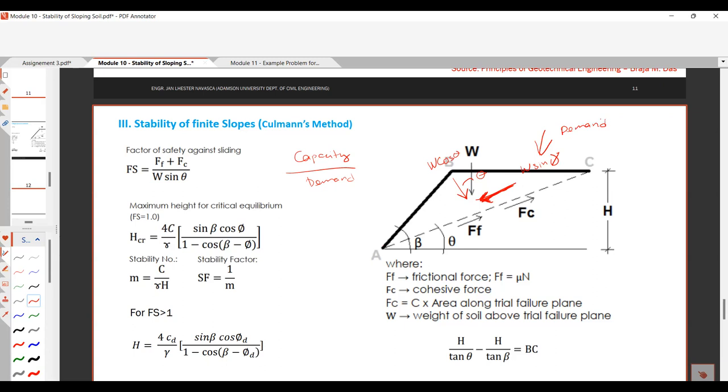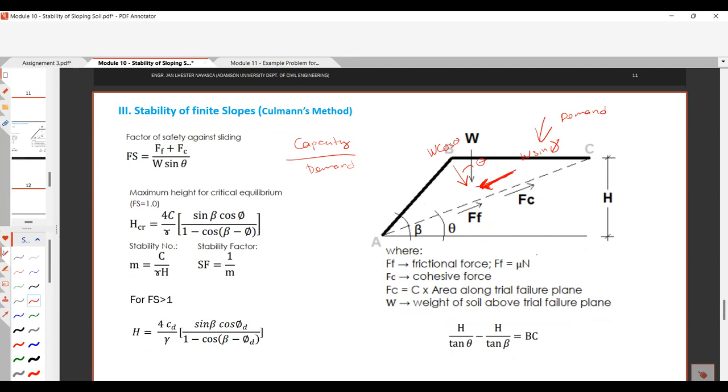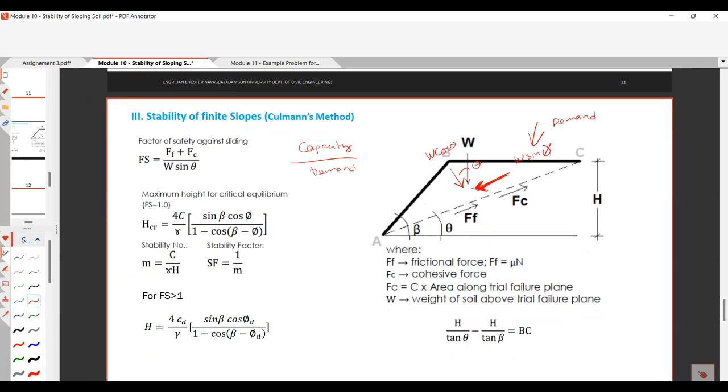And the capacity of your soil is due to this F sub F and F sub C. Okay, what is F sub F and F sub C? F sub F is due to the frictional force, and F sub C is due to the cohesive force. Okay, F sub F is a frictional force given by mu times N. Okay, mu times the reaction N. Okay, this one.